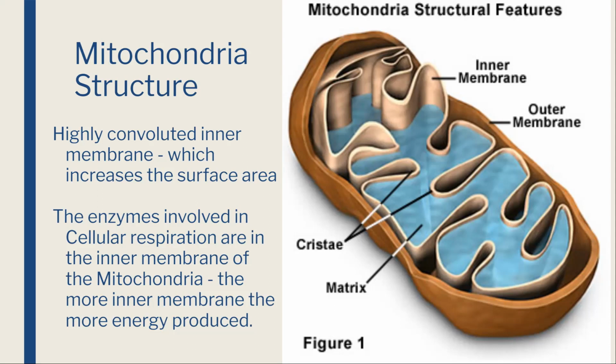Okay, so it's got an outer membrane, an inner membrane, and inside of the inner membrane is a place called the matrix. And then in between the inner membrane and the outer membrane is the inner membrane space. We'll take a look at each of those as we work through cellular respiration.